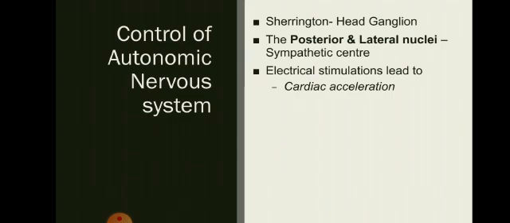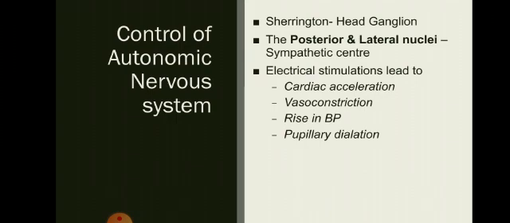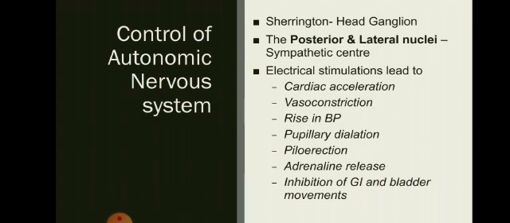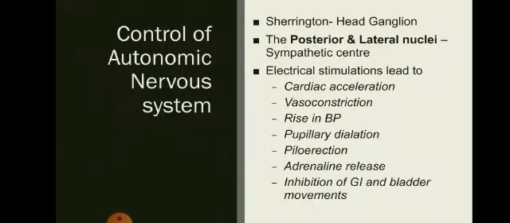Now whenever you electrically stimulate the posterior and the lateral nuclei of hypothalamus, the changes which happen in the body are: there is cardiac acceleration, vasoconstriction, blood pressure is raised, the pupils dilate, there is piloerection, adrenaline is released, there is inhibition of gastrointestinal movements and also the urinary bladder movements. So all these are very characteristic of the changes happening in the body when the sympathetic nervous system is stimulated. That is exactly why the posterior and the lateral nuclei of the hypothalamus are called the sympathetic centers, because when you electrically stimulate them, all these, around 7, changes happen in the body.